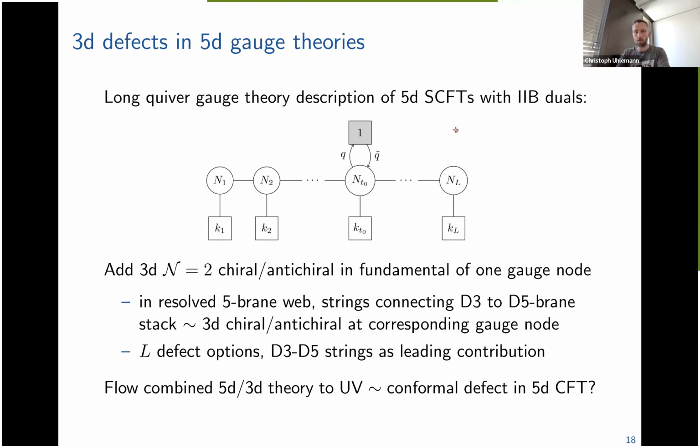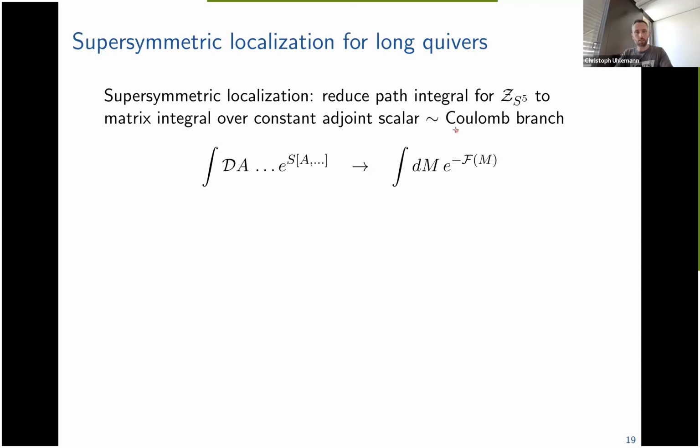But for a start, let me talk about calculating free energies for these kinds of gauge theories. The vehicle to calculate these free energies is supersymmetric localization. And I want to give a very bird's eye view of how the calculations go before giving the results. At a very general level, localization allows us to reduce path integrals to matrix integrals.